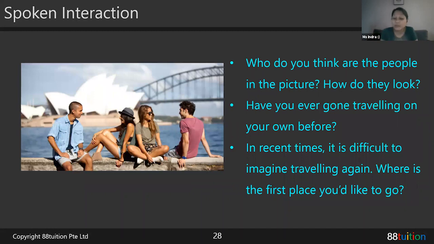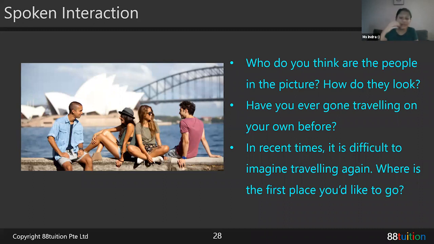Who do you think are the people in the picture? How do they look? Have you ever gone traveling on your own before? In recent times, it is very difficult. It is true, students, in COVID, right? Who can think of when the next available flight is going to be for leisure travel, right? Not business, but for leisure. So when can we actually start traveling again? Where is the first place you'd like to go?